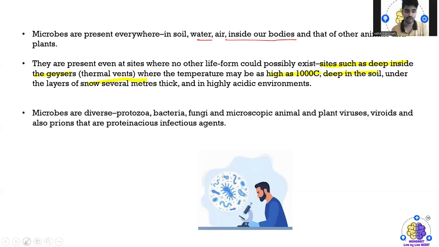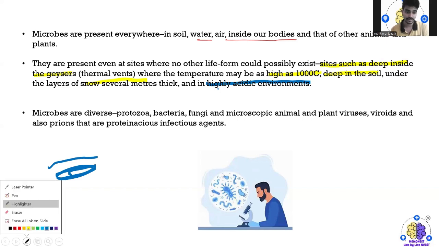Even in that region, you are going to see certain microorganisms. And in a highly acidic environment, which would obviously lead to irritation and itching, even in that harsh condition, certain microorganisms do exist.